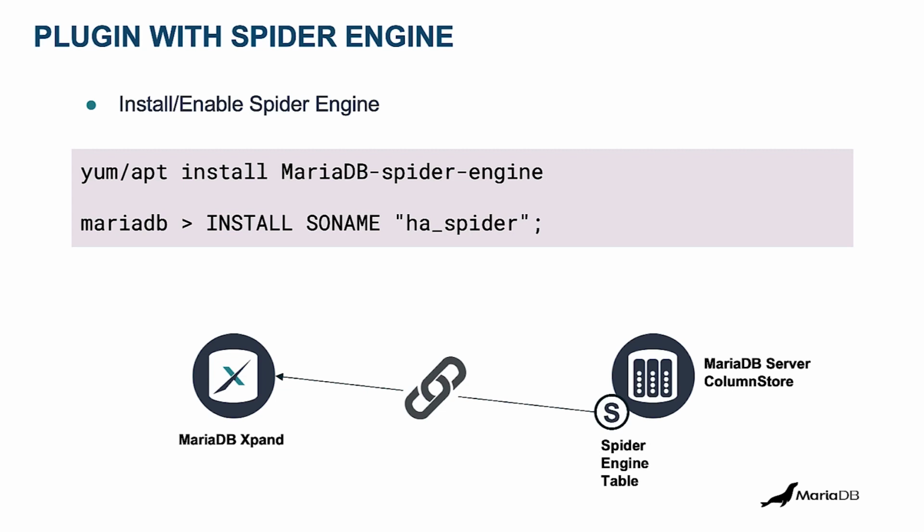You can use your RPM repo, yum, or apt-get install MariaDB Spider Engine, and then just go into your MariaDB running instance and run INSTALL SONAME 'ha_spider'. That can also be put into your config so that it starts up every time the MariaDB server starts up, but this is a quick way to get up and running.